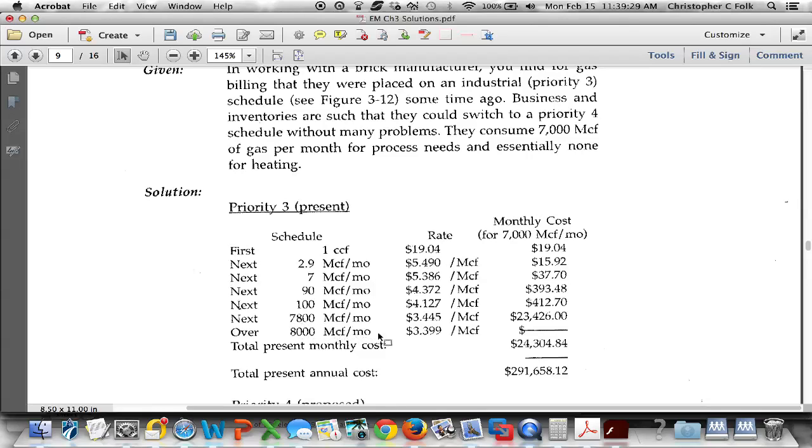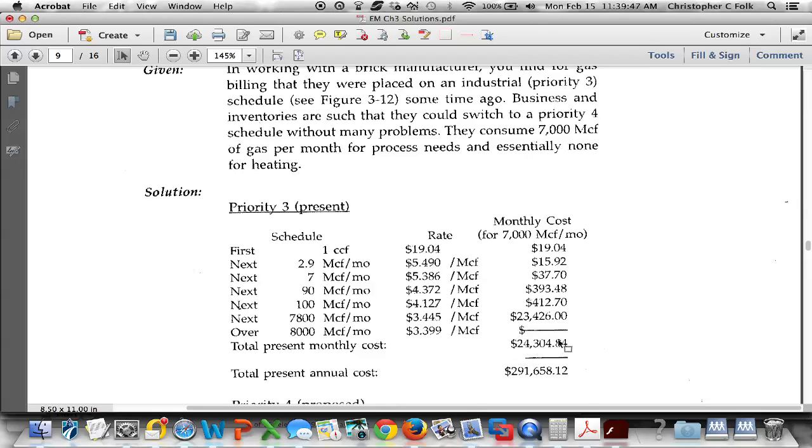So we're never going to use this bottom line. We'll have to calculate the first 100 cubic feet, the next 2,900 cubic feet, and so on and so forth. And they're actually showing us here. So you have to set the spreadsheet up to do this work.